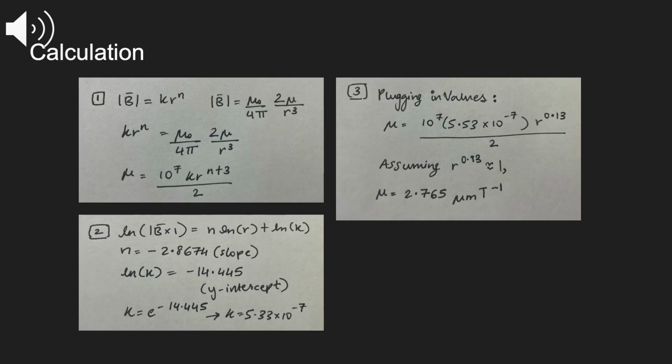Coming to the calculations. We equate the two formulas for magnetic field as shown here. This allows us to compute the value for mu. This gives us a symbolic value for mu. Then we use the formula with the natural log in it. The value for n is the slope from the previous graph, which is negative 2.8674. And the y-intercept computes to the natural log of k, which is negative 14.45. Using these values, we compute k, which comes to 5.33 times 10 raised to negative 7. Plugging in the values helps us calculate the value for mu.